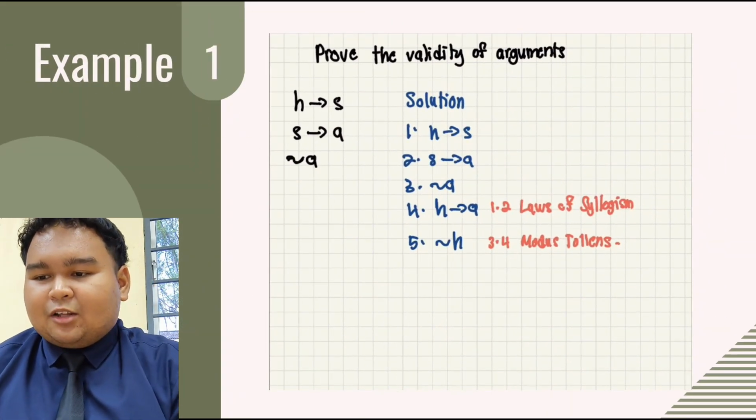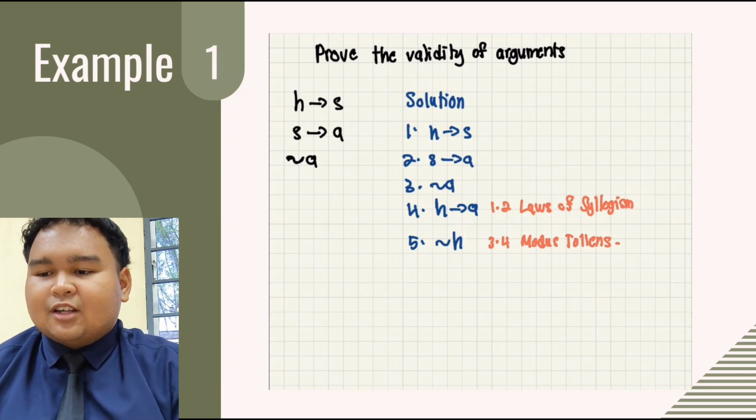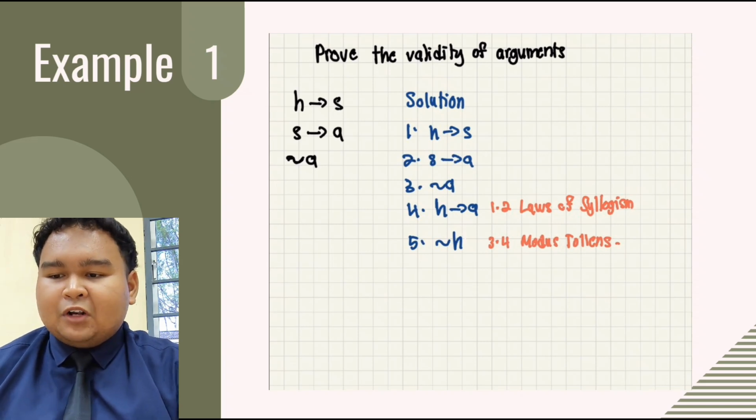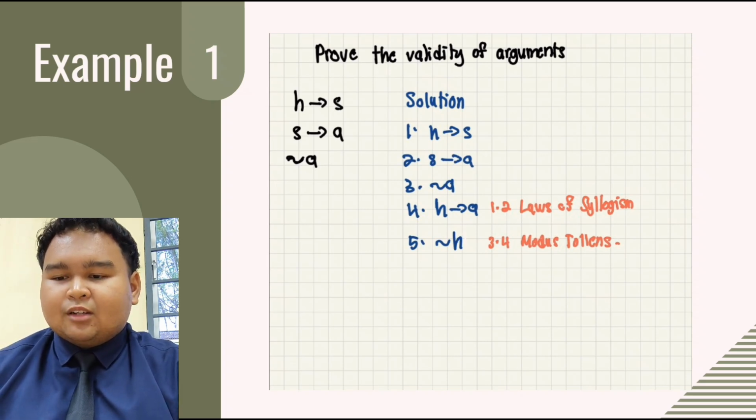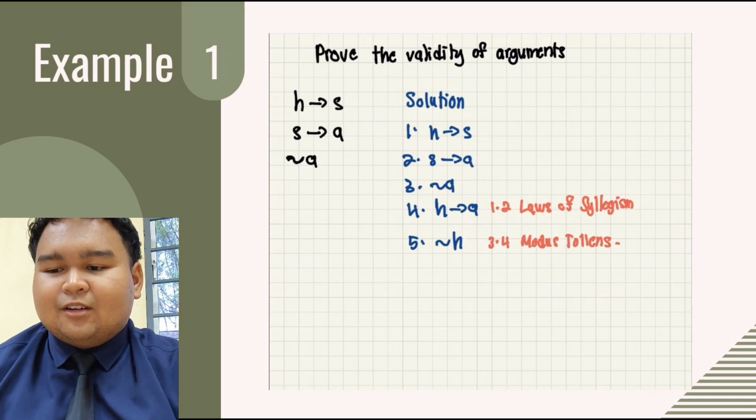For question number 1 for rules of inference, the question is prove the validity of the argument. For the question we have 3 premises. The first premise is H implies S, the second premise is S implies Q, and the third premise is negation Q. So for the solution, first thing first, we list all the premises: number 1 is H implies S, number 2 is S implies Q, number 3 is negation Q. For number 4, we use the first and second premises with the law of syllogism, and we get H implies Q. And lastly, for the last step, we use the third and fourth premises with modus tollens, and we get negation H as our conclusion.